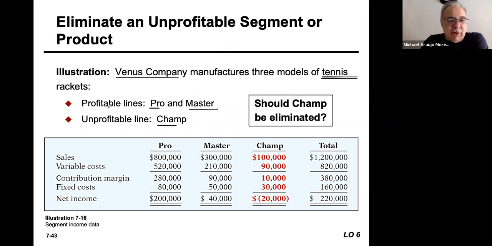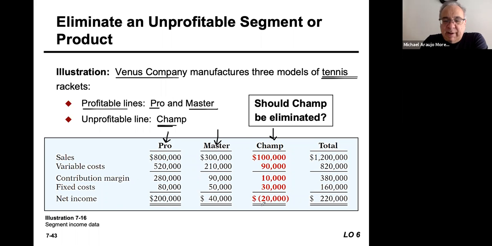The Pro and the Master are profitable. As you see here, the Pro had $800,000 in sales and has a $200,000 net income. So it's very profitable for the company. The next line, the Master line, is also profitable. They have $300,000 in sales and a net income of $40,000. Yay. Champ, I don't know, wasn't a champ for first place, so they were a champ for something else. They had $100,000 in sales and they ended up losing $20,000.